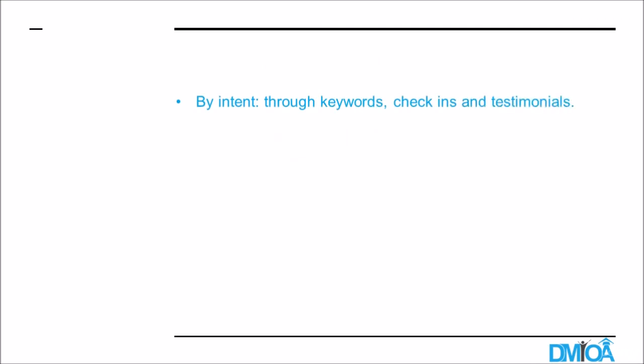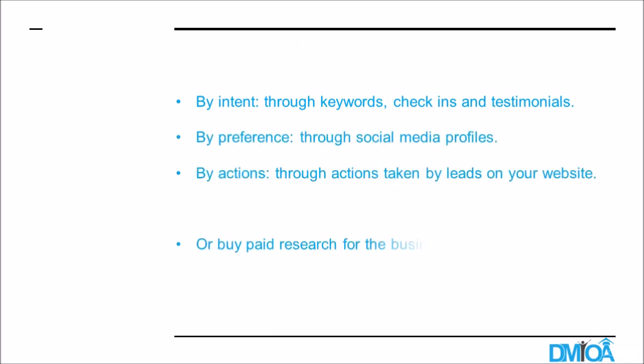To build a profile of your audience, we go through three methods: by intent, by preference, and by action. By intent means we go through keywords, check-ins, and testimonials and find out what they are talking about or what they are looking for.